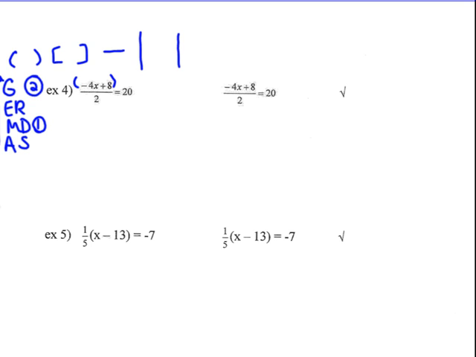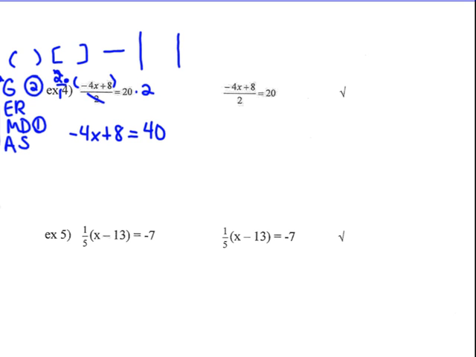If I do PEMDAS in reverse, I have a grouping symbol in my numerator and division in this problem. So the opposite of dividing would be to multiply both sides by 2. So times 2, and yes, I'm multiplying up. It's really 2 over 1. I'm sorry, I'm writing over that example number 4 there. 2 divided by 2, those cross cancel when you multiply by 2 on the left side. And you just have negative 4x plus 8 still remaining on the left equals 2 times 20, which is 40.